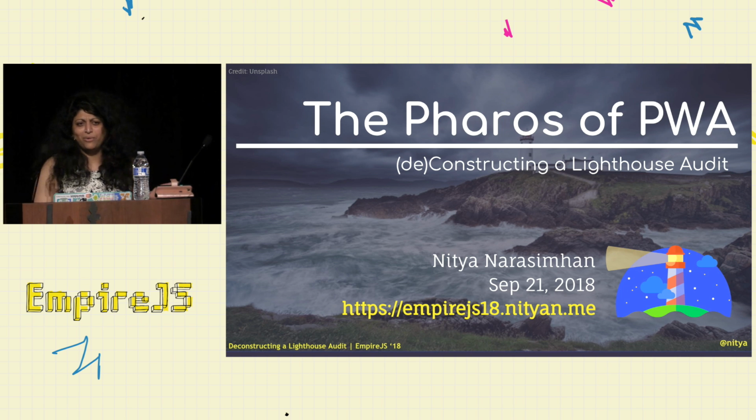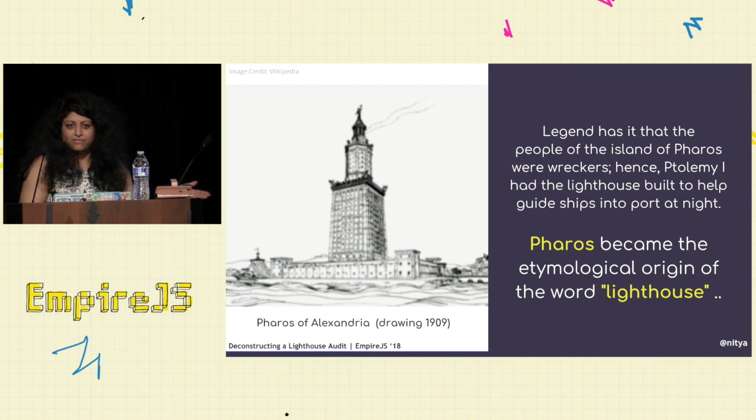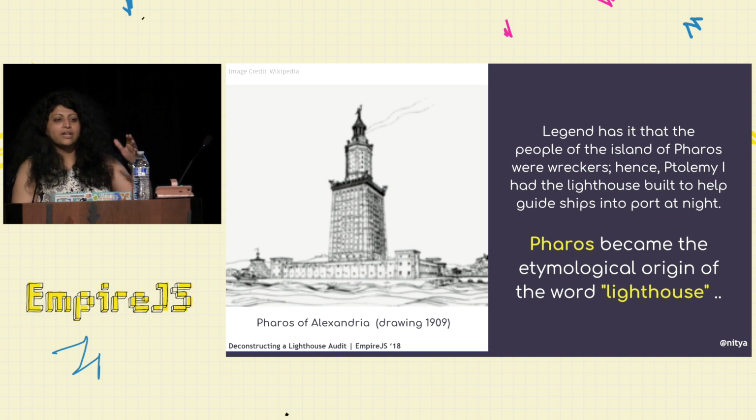So you might be asking, okay, what is this Pharos thing? So for the history nerds in the audience, the term Pharos actually comes from the fact that legend has it that Ptolemy built the lighthouse at Alexandria, one of the ancient wonders of the world. He built that because there's this island called Pharos where the people who lived there were shipwreckers. And they kept plundering all this stuff. So he built this giant lighthouse with the idea that it could bring the ships into safe harbor.